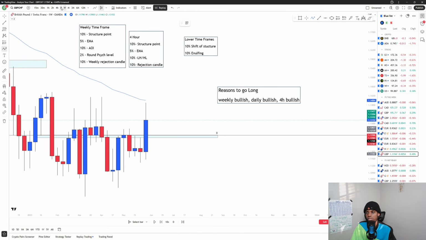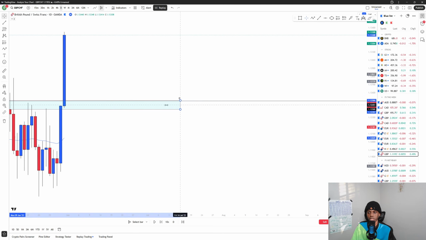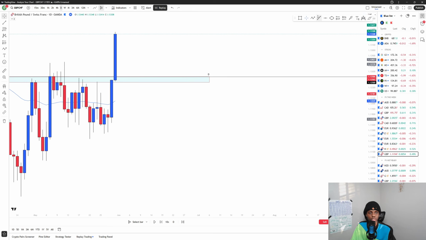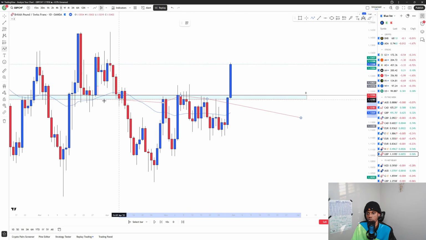And then I found this beautiful area of interest on the daily time frame. This D right here on my zone means I identified this box, this area of interest, on the daily time frame. Sometimes you'll see a W right here. That means I identified that area of interest on the weekly time frame. On the daily, this zone is very well respected. Whenever price is under, we go down, and whenever price is above, we go up.